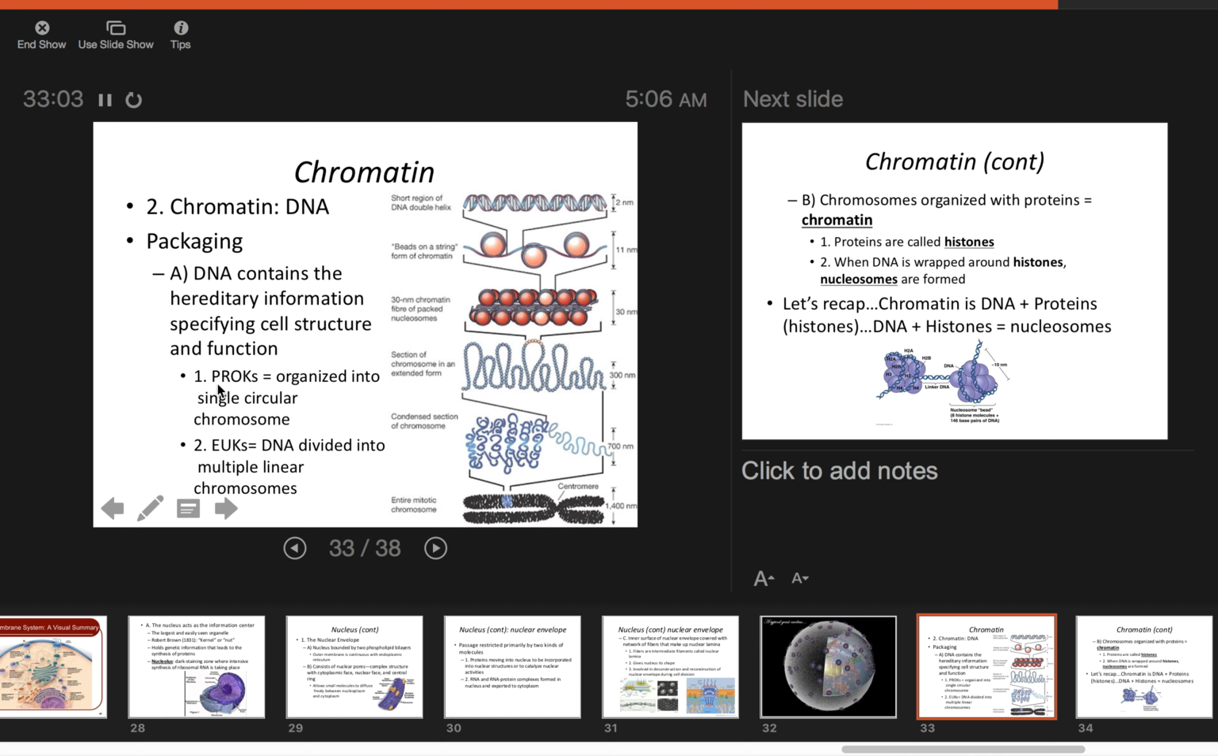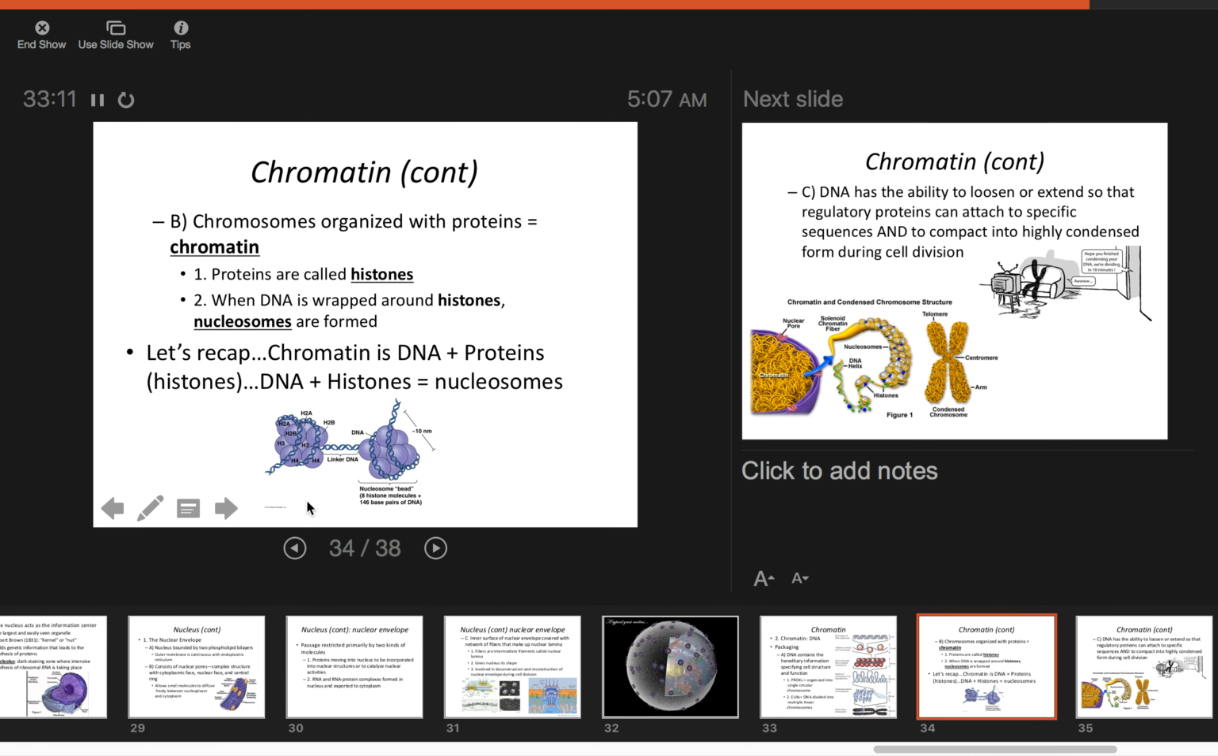So anyways, prokaryotes, their DNA is organized into a single circular chromosome. Eukaryotes, multiple linear chromosomes. So chromosomes organized with proteins is when we call it chromatin. So the proteins are called histones, and when DNA is wrapped around histones, nucleosomes are formed. So just to give you a little recap here, chromatin is DNA plus proteins, and those proteins are called histones. And when DNA is wrapped around histones, now they're called nucleosomes. So this is a nucleosome.